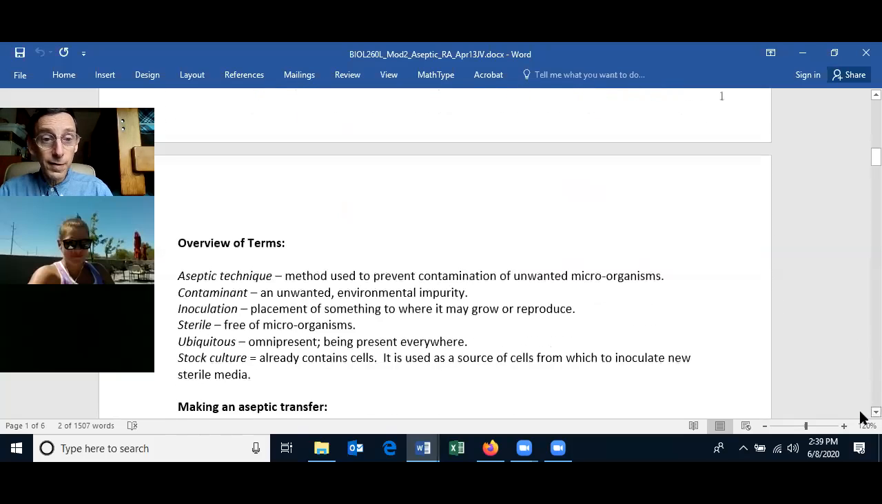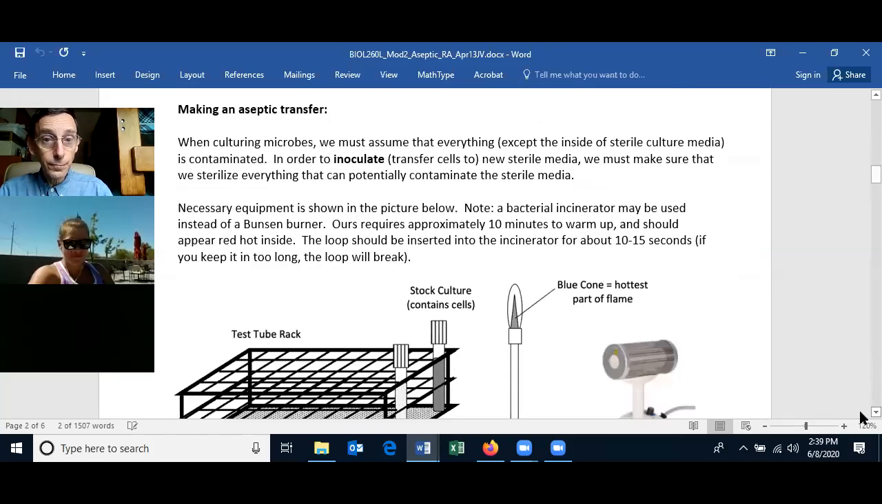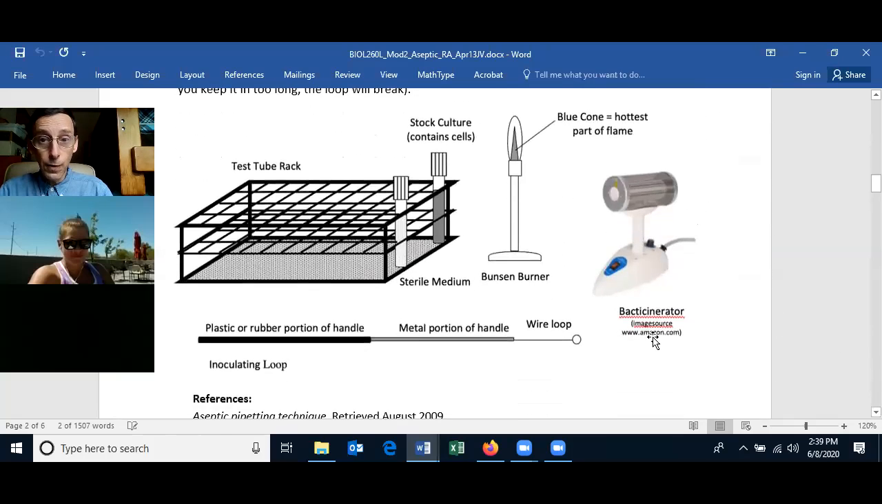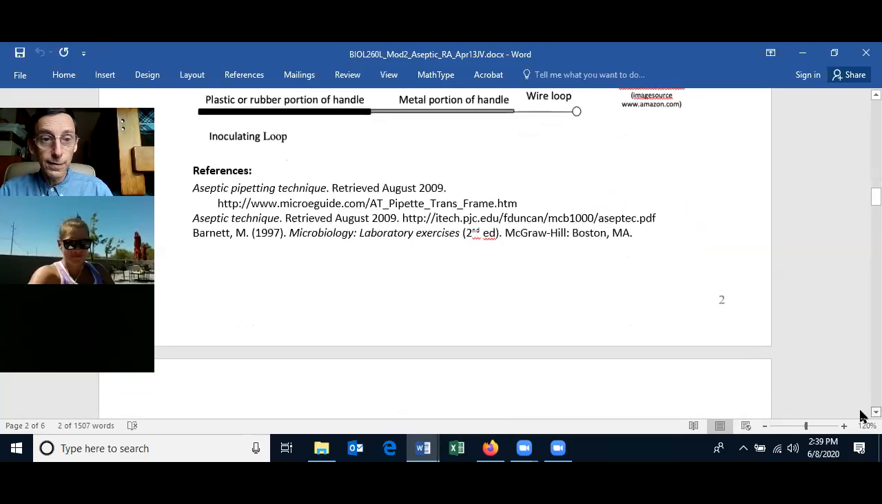So learn the terms. I'm not going to go over them. Here are some of the tools you use to inoculate, and that means to transfer cells into a container. We won't use the flame, even virtually. We will use a Bacti incinerator to sterilize your wire loop. I think you're only using a loop today.